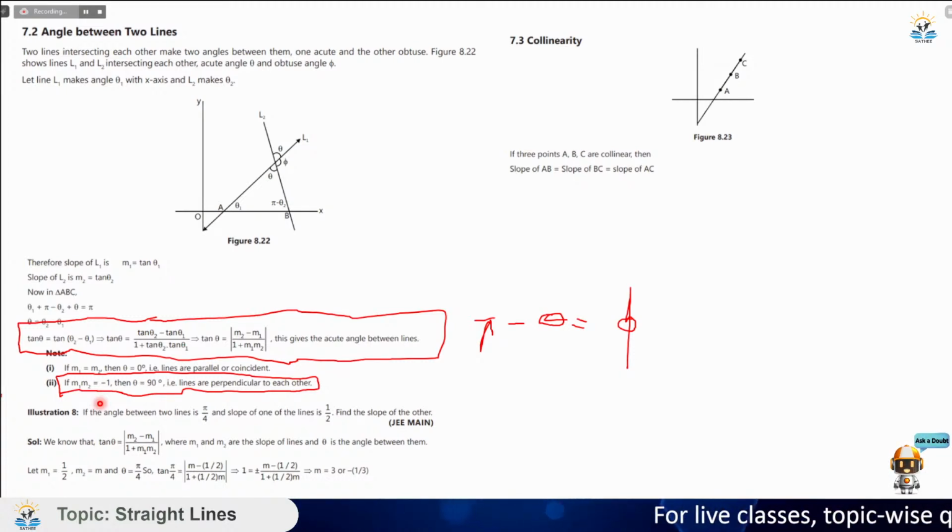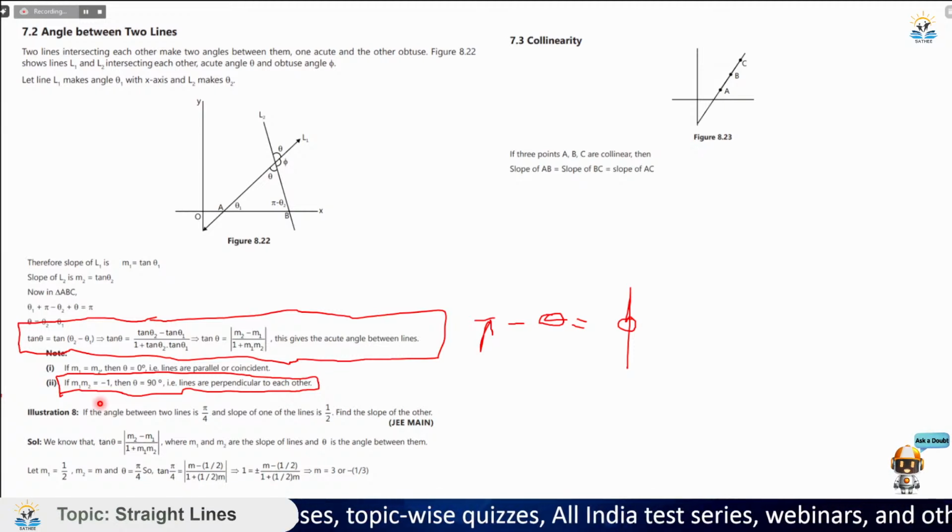Let's do a question, a JEE-Main previous year question. If the angle between two lines is pi by 4, then the slope of one of the lines is half. Find the slope of the other. Since we know that tan theta is equal to (m2 minus m1) upon (1 plus m1 m2).